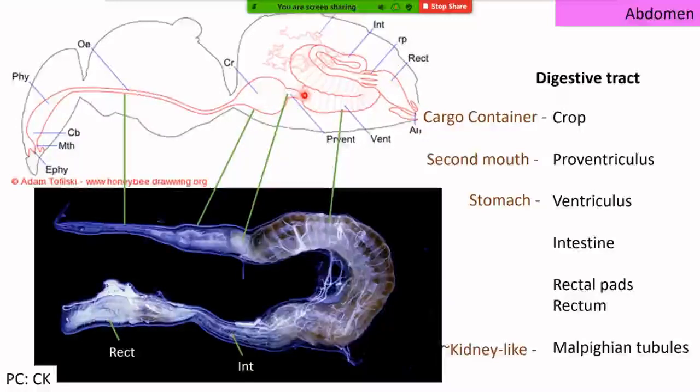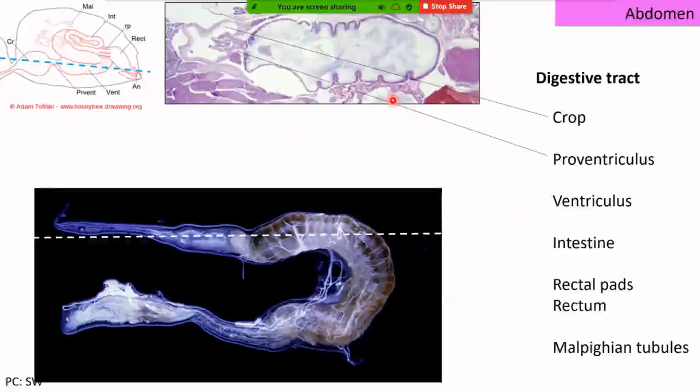And the way they do that is through their second mouth, or proventriculus. And the way proventriculus works is it has 4 lips that are able to reach into the crop and filter out pollen bits, which is the bee's protein source, from the nectar within the crop. And that's how they take up pollen into the ventriculus, which is the true stomach and the only part of the digestive system that is not covered by chitin. Now, from the ventriculus, the digestive tract continues into intestine and the rectum.